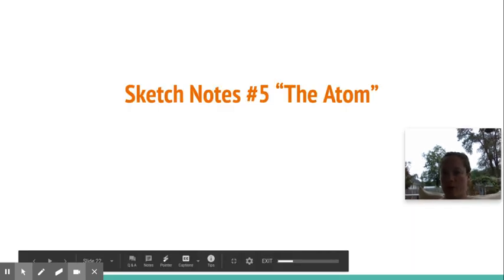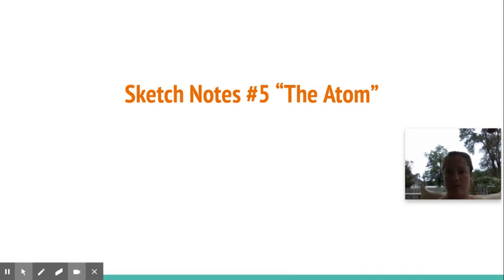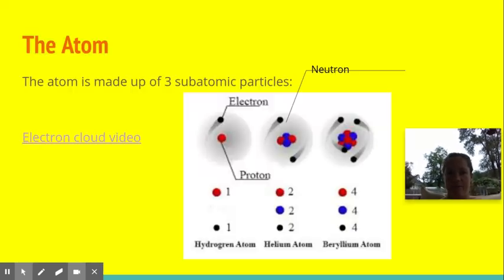By now you should remember how to get to the notes if you ever want to go back to them, but they are on our website and there's a link. Remember, anything that is underlined has a link to it. So sketch notes number 5, the atom.